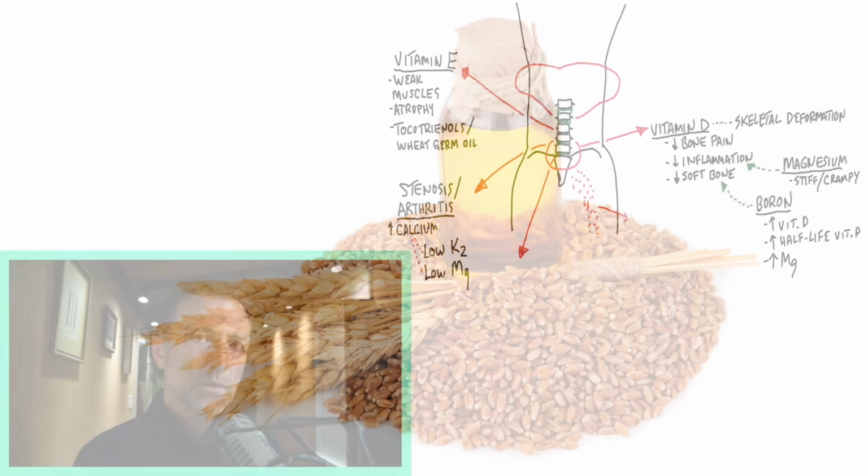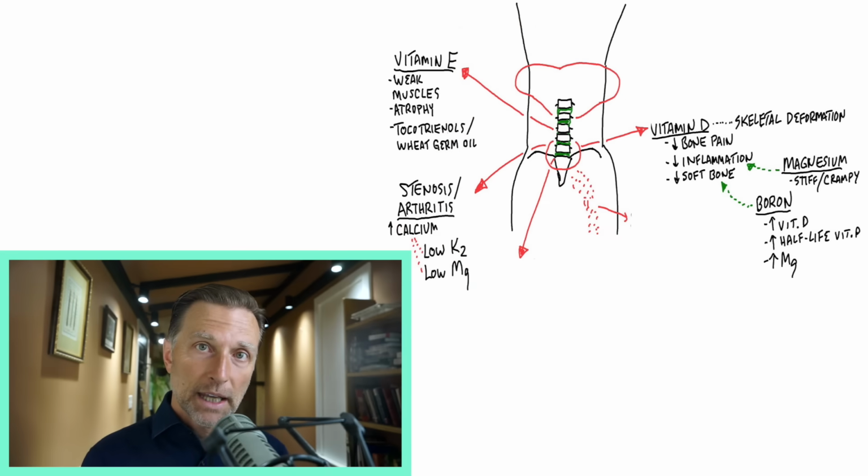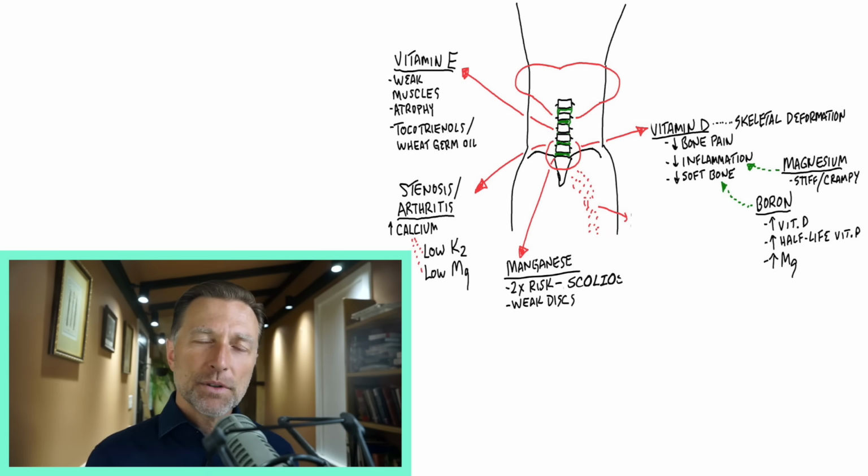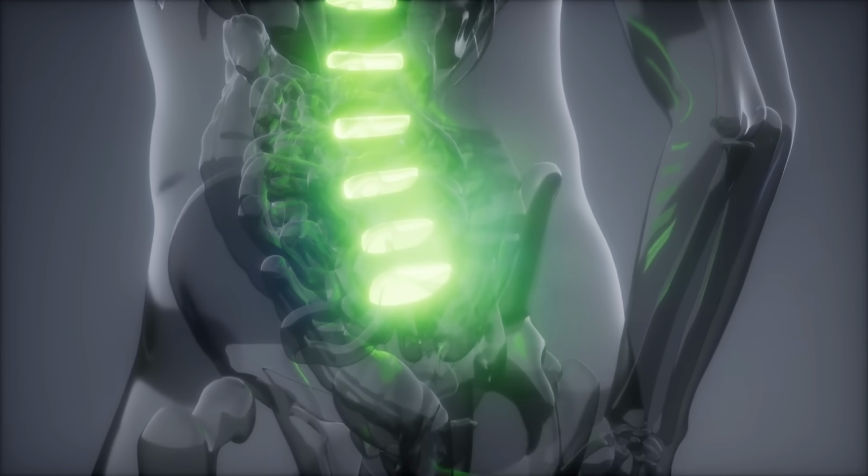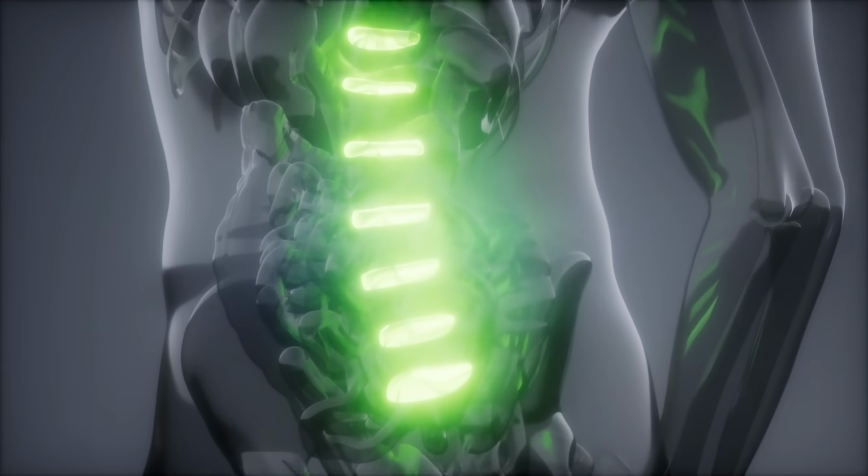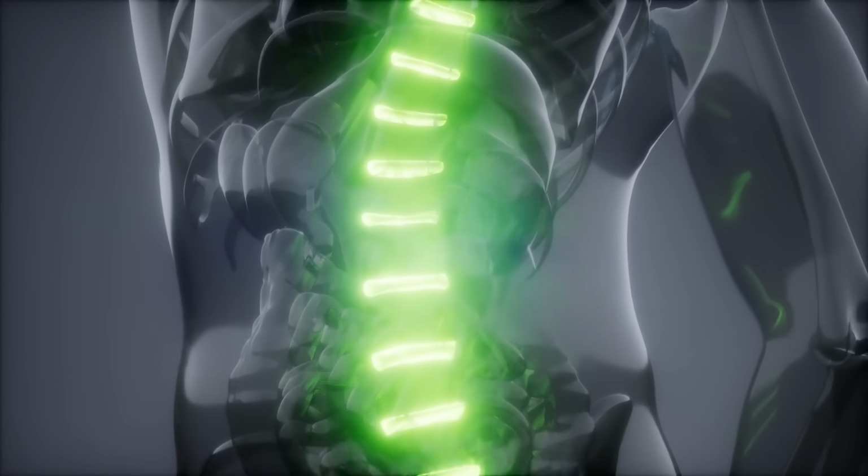Now, another mineral, which is really a trace mineral that's involved in lower back pain, actually has to do with what's going on to your disc. Manganese, which sounds very similar to magnesium, but it's completely different, is associated with disc problems and collagen problems.